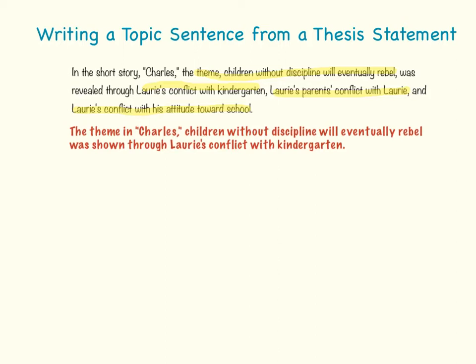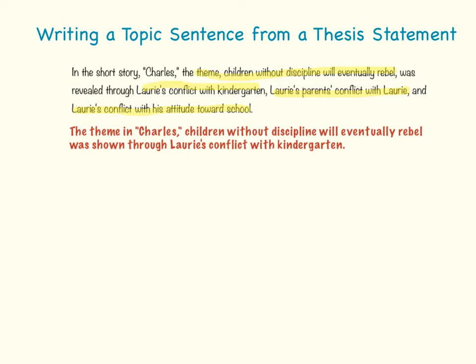So here's my first try at a topic sentence from that thesis statement. The theme in Charles, children without discipline will eventually rebel, was shown through Laurie's conflict with kindergarten. This sounds good. I have included the abstract element, the theme, the concrete detail, Laurie's conflict with kindergarten, and I have the opinion that the theme, children without discipline will eventually rebel, was shown through Laurie's conflict. However, I haven't elaborated much on this theme.